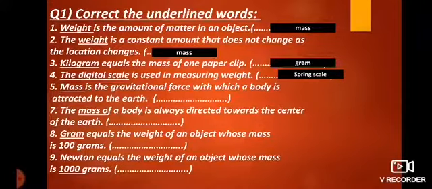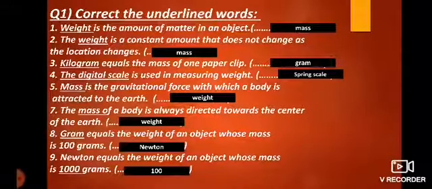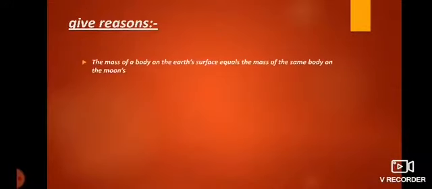Mass is the gravitational force by which the body is attracted to the earth. It is the weight. The mass of a body is always directed towards the center of the earth. No, it is the weight. Number 8, gram equals the weight of an object whose mass is 100 gram. No, it is the Newton. The definition of Newton: it is the measuring unit of weight, and it equals the weight of a body whose mass is 100 gram. Newton equals the weight of an object whose mass is 1000? No, it's 100.